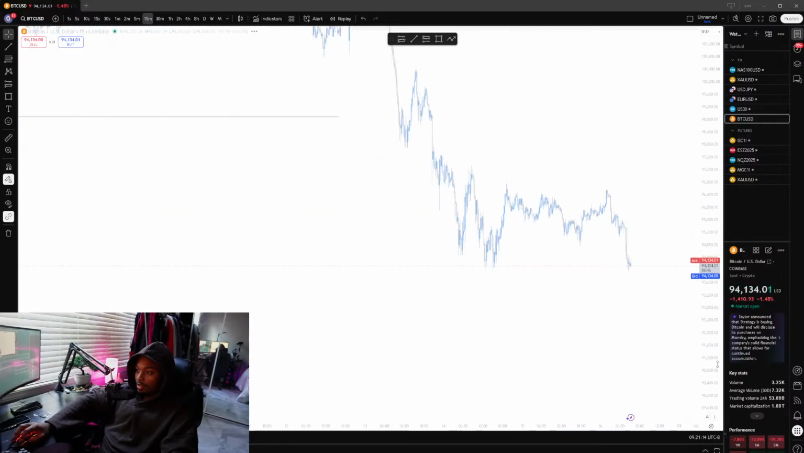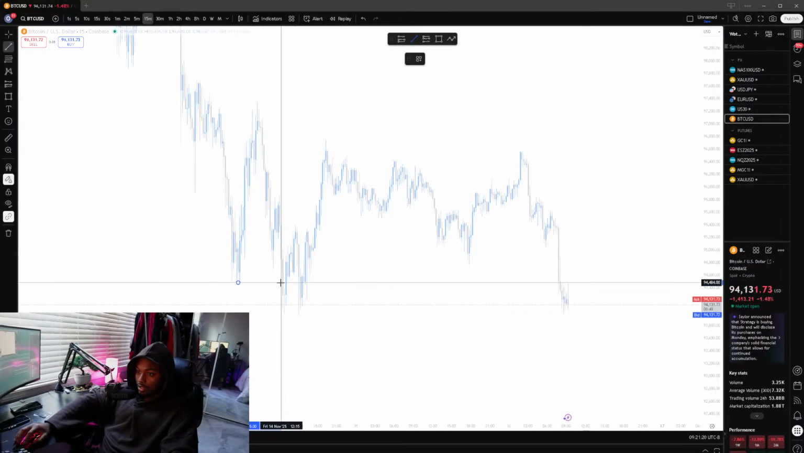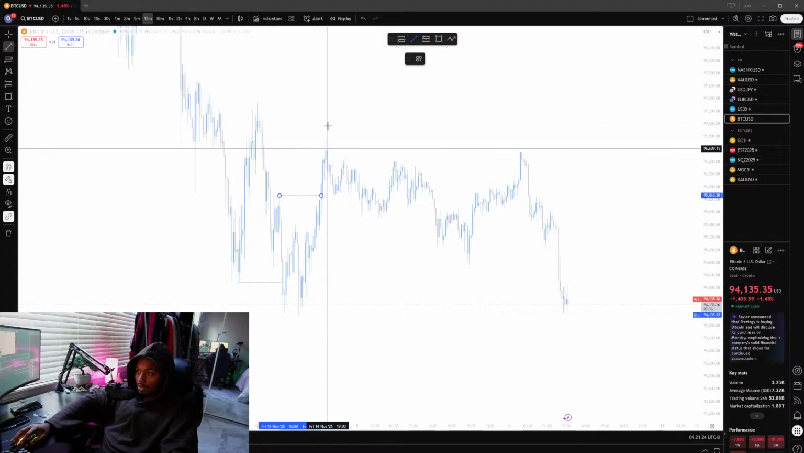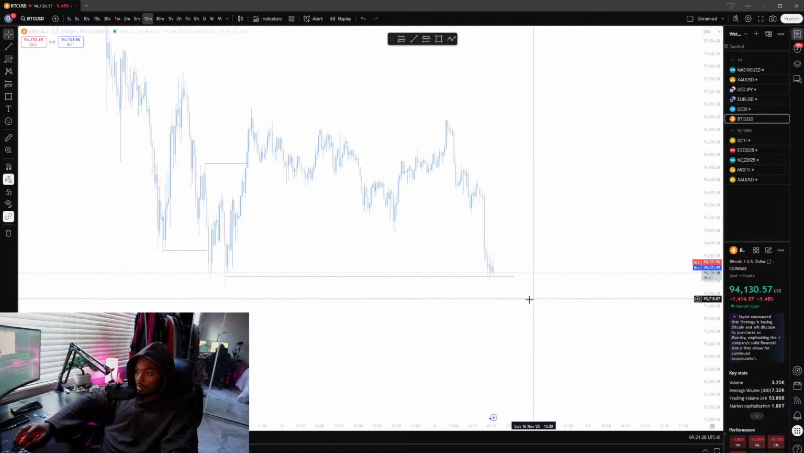Maybe 15 minute, give us better zones. 15 minute, also bearish. Something like this is going on. Look for this low, just like that. We're about to clear that low.